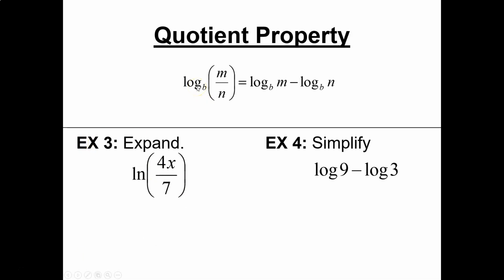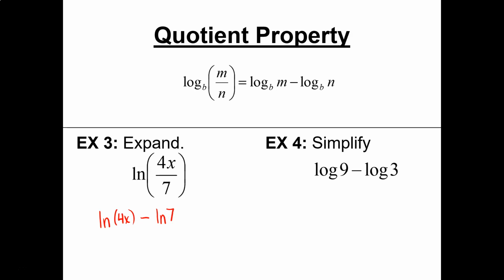Okay. We also have what we call the quotient property. It tells us that if we have two terms that are divided, we can break them apart using subtraction. So, if we look at example 3, it asks us to expand. So we could do natural log of 4x minus natural log of 7.